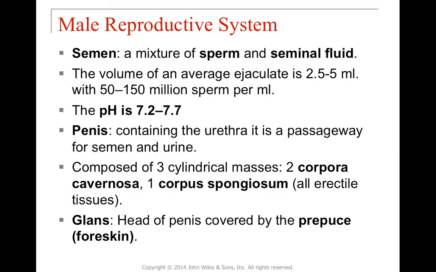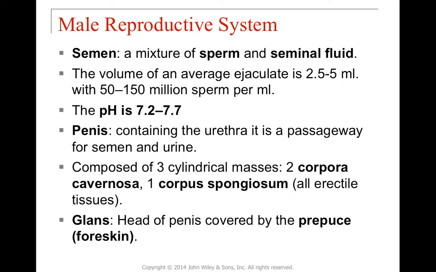All right, so inside the penis, we have the urethra, and the urethra, again, is that tube. It's a passageway for semen and urine, and it has 3 separate cylindrical masses, 2 of which are the corpora cavernosa penis, and then one that is the corpus spongiosum. And all of these are erectile tissues. They're all highly vascularized, and also have a lot of nervous tissue, so highly sensitive tissue.